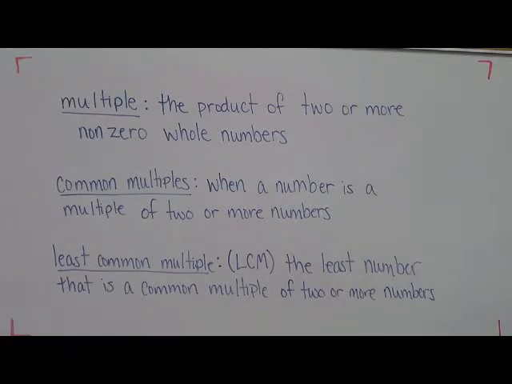So if we're looking at the numbers, let's say, 3, 5, and 6, the least common multiple there would be 30. Because while a common multiple for 3 and 5 is 15, that is not a common multiple for 6. We'd have to go all the way up to 30. So make sure those definitions are copied down, and we're going to take a look at how to find some common multiples between some numbers.